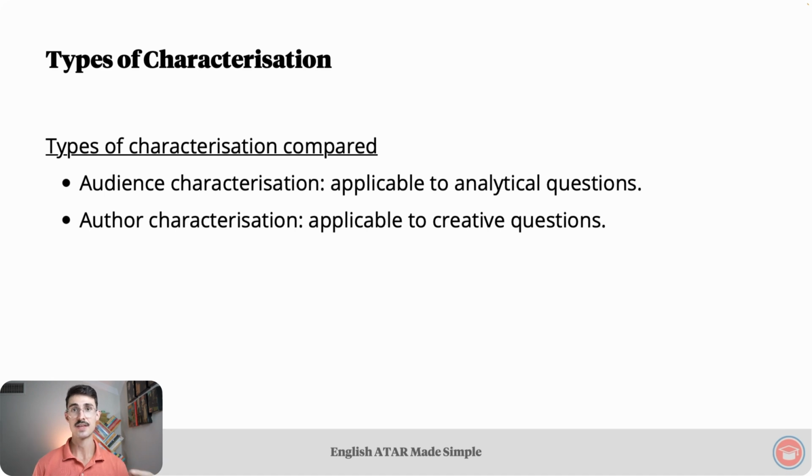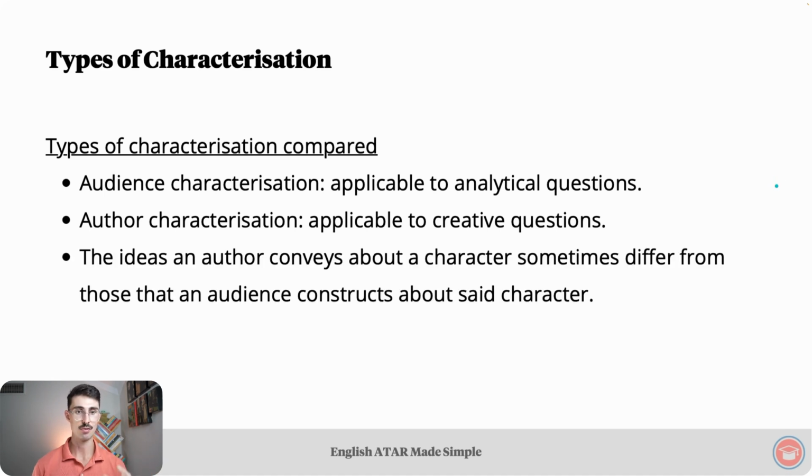The key takeaway for this part of the lesson was that the ideas an author conveys about a character sometimes differ from those that an audience constructs about that character. The example for this one was the 1997 movie Batman and Robin. It's doubtful the director, Joel Schumacher, implied any particular meaning by including nipples on the batsuit, but the audience, they inferred or created their own meaning about that suit, which was basically that it was a joke. Many memes were created from it.